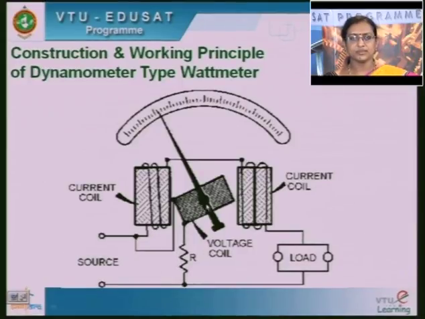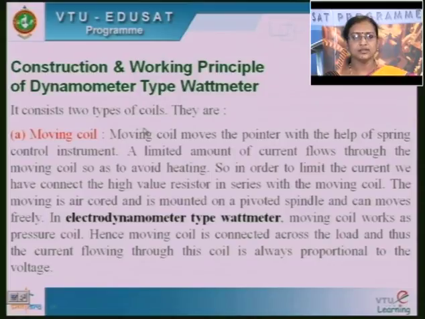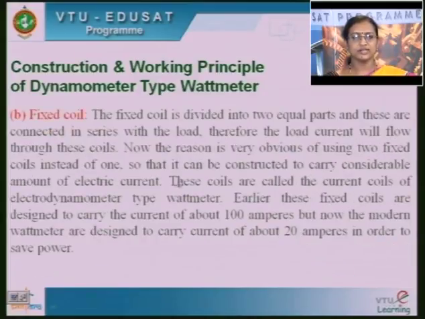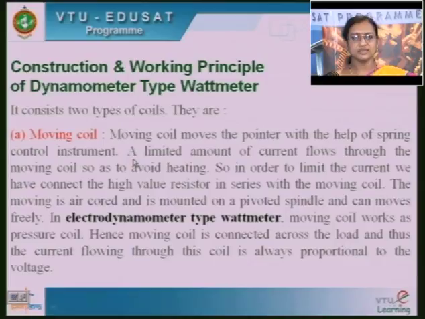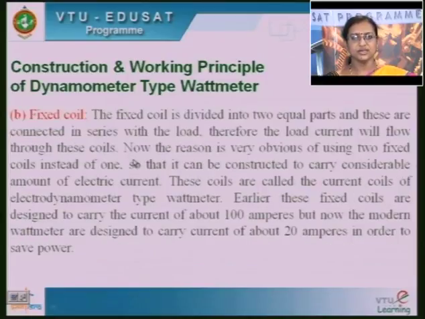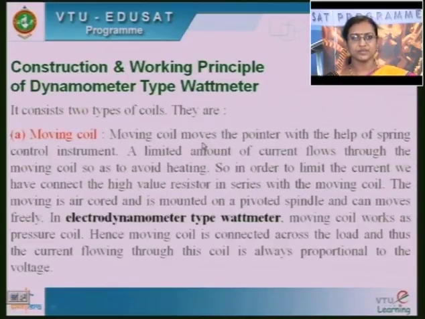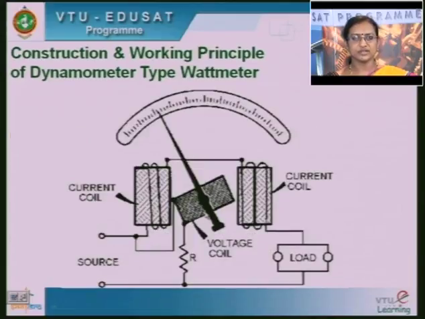Here the pointer is mounted on the spindle. It is going to show the deflection on this particular uniform scale. This is the construction of the dynamometer type wattmeter. It has two types of coils, the moving coil and the fixed coil. The moving coil is the potential coil or pressure coil, and the fixed coil is the current coil. The moving coil moves the pointer with the help of a spring control instrument. Here it is attached to that spring.